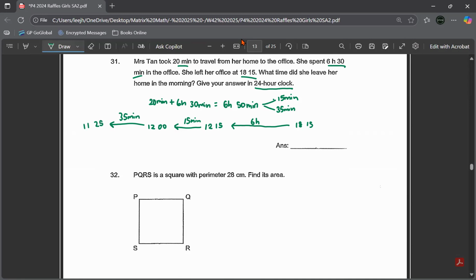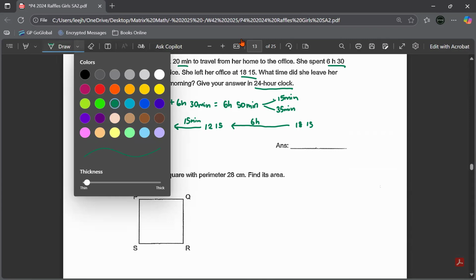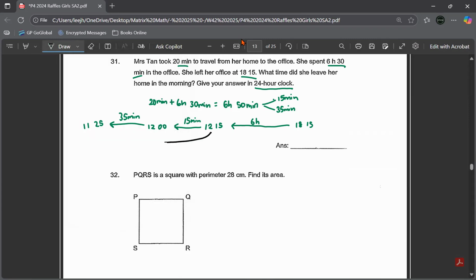11:25. Because from here to here, you can see it's 50 minutes. I just break the 50 minutes into smaller parts so that I can count properly. So your answer is 11:25. Do not change it to AM, PM because they ask for 24 hour. So you just leave it.